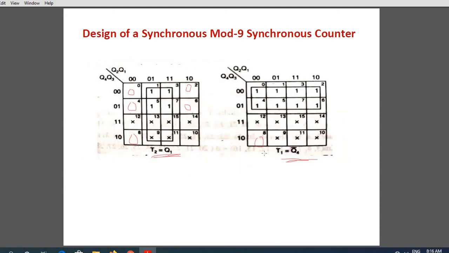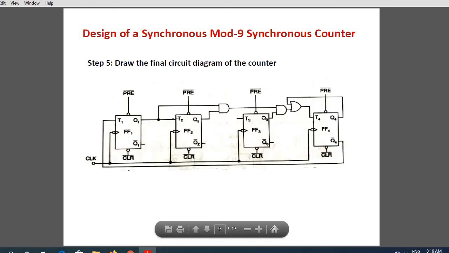For example, what is my T2? T2 is Q1, T1 is Q4 complement. T2 is Q1. Look here. T2 is Q1 directly. Now, where is my Q4 complement? Look here. Q4 complement is taken directly and provided to T1. Look here. So this way you can complete the circuit.